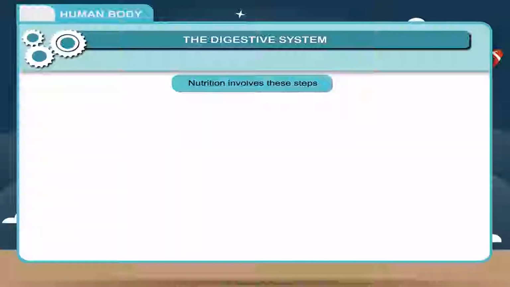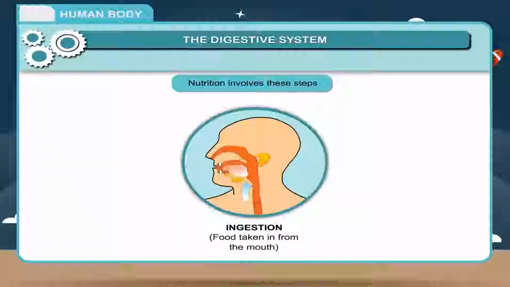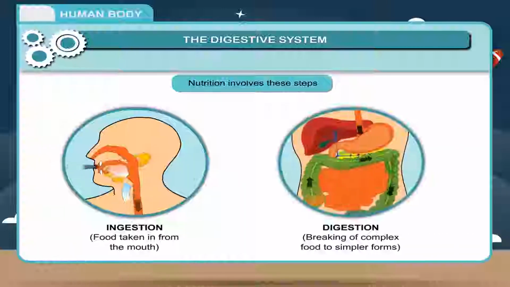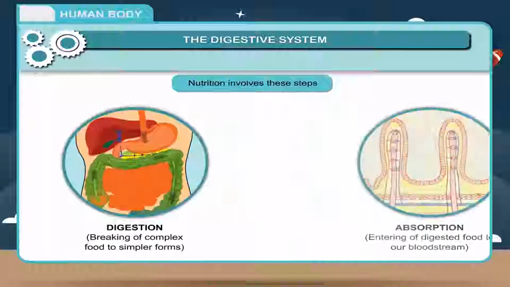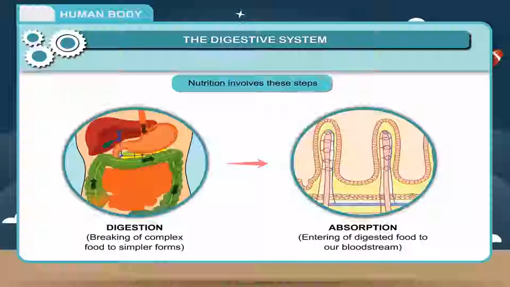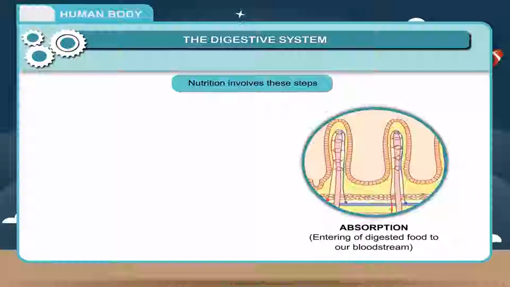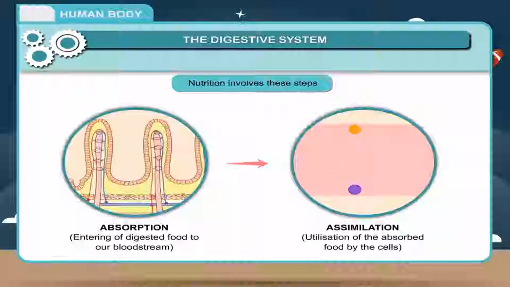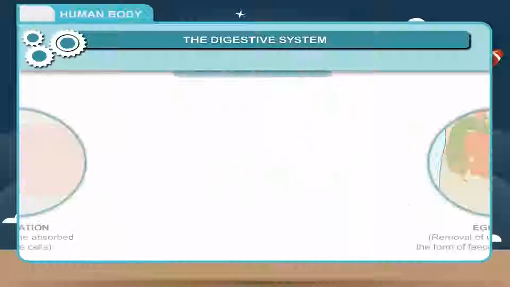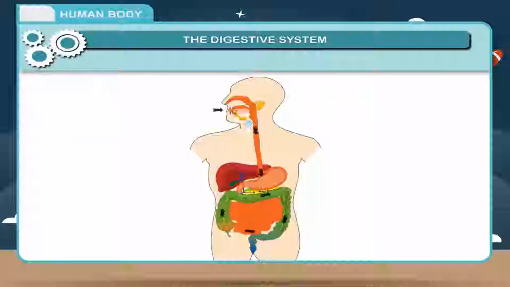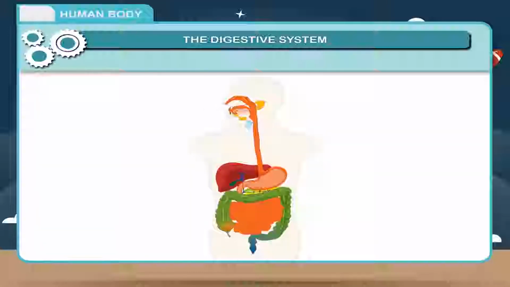Nutrition involves these steps: ingestion, food taken in from the mouth; digestion, breaking of complex food to simpler forms; absorption, entering of digested food into our bloodstream; assimilation, utilization of the absorbed food by the cells; egestion, removal of undigested food in the form of feces through the anus. The entire process of nutrition is carried out in the alimentary canal. It is also called the digestive tract.